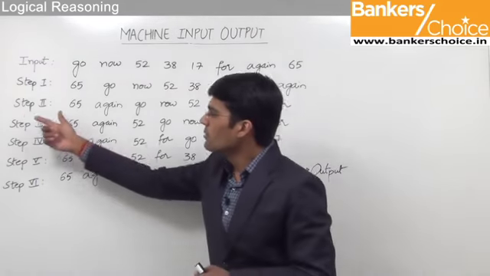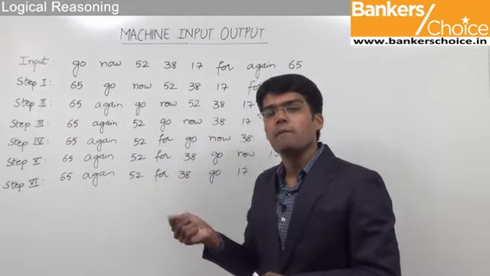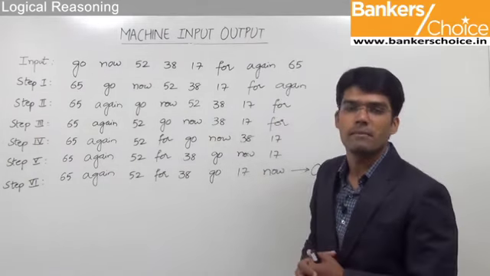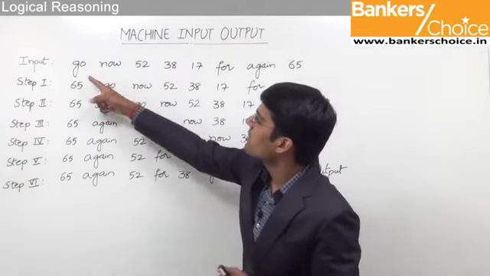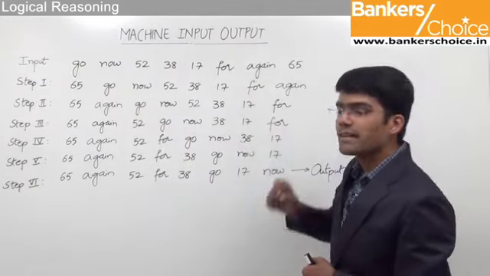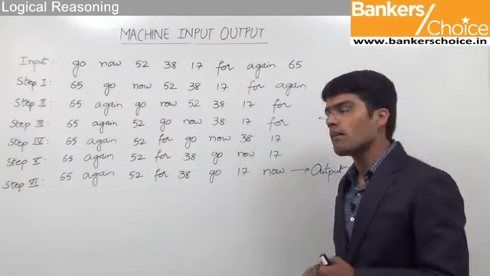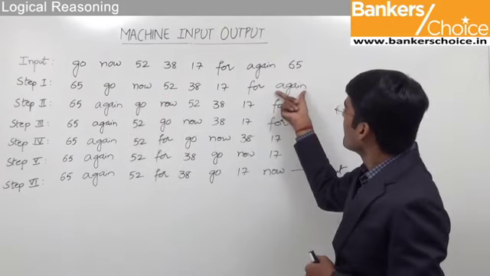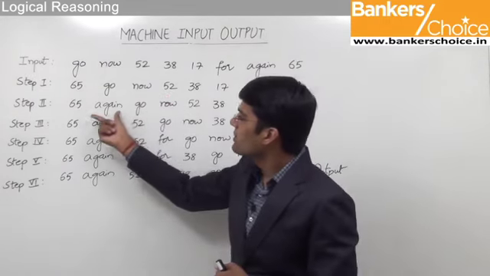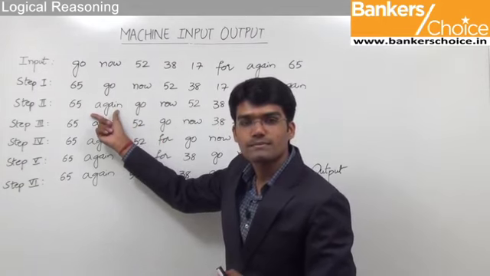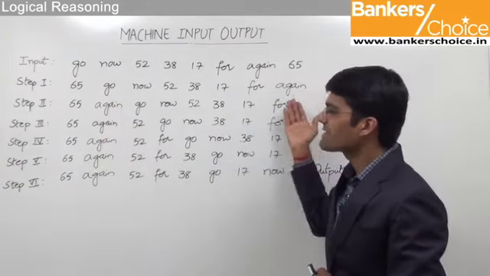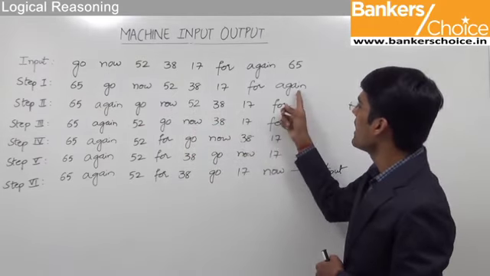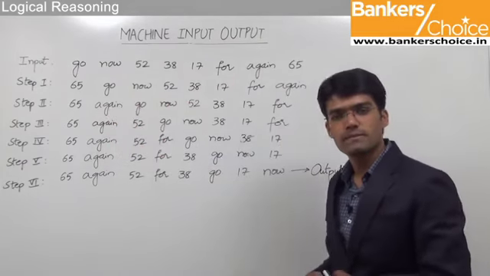Now when we look at step 2, we know that after 65, a word has to take the second position. And that word should be the first one in alphabetical order. So among the given words, go, now, for, and again, the word which comes first in alphabetical order is again. So in step 2, the word again, which is in this position, is brought to second position. And the remaining elements are simply pushed aside. That is go, now, 52, 38, 17, for. Again has already gone to the second place.